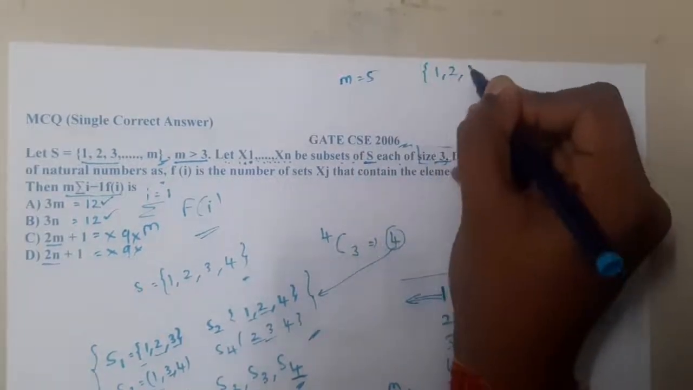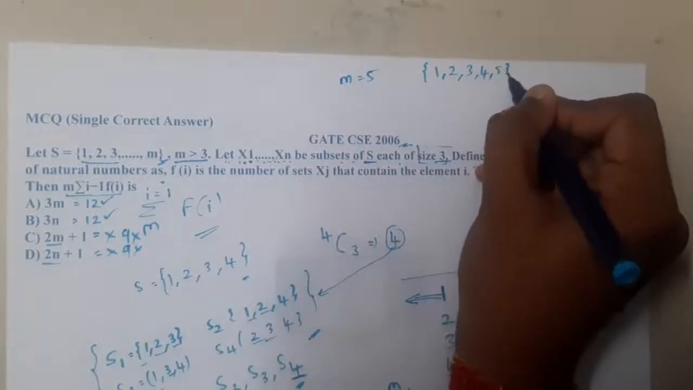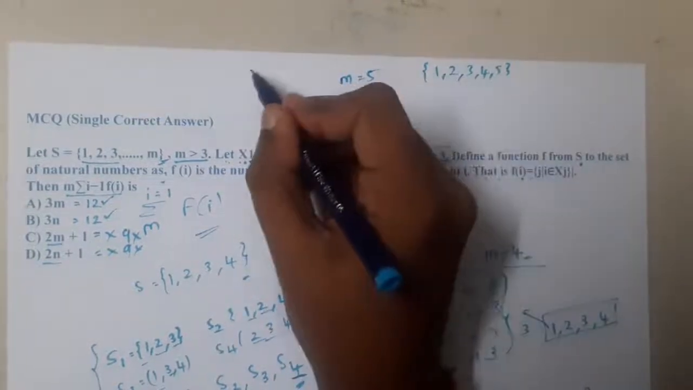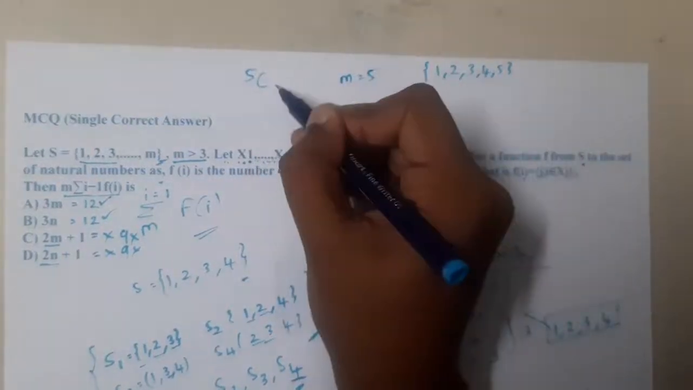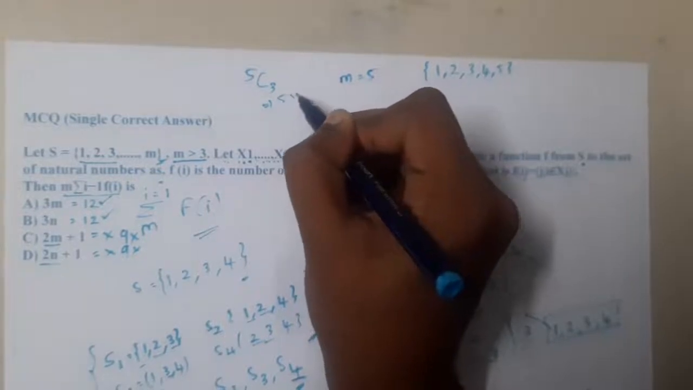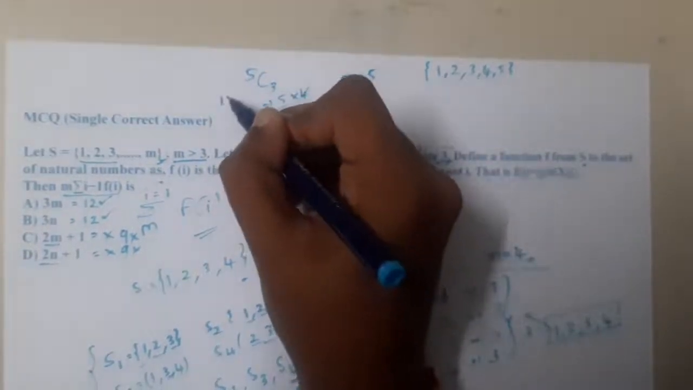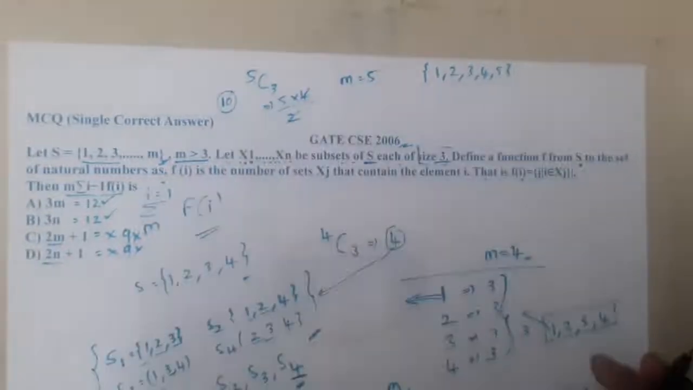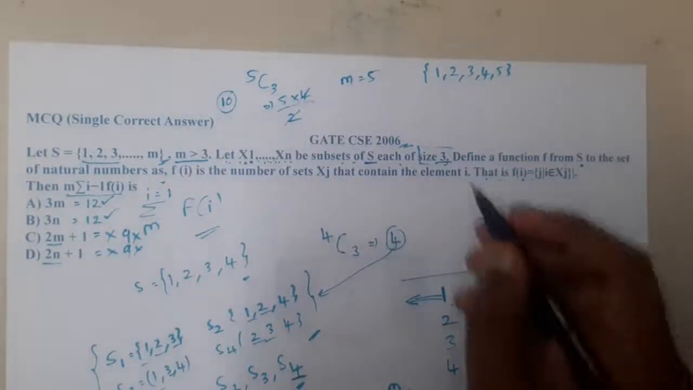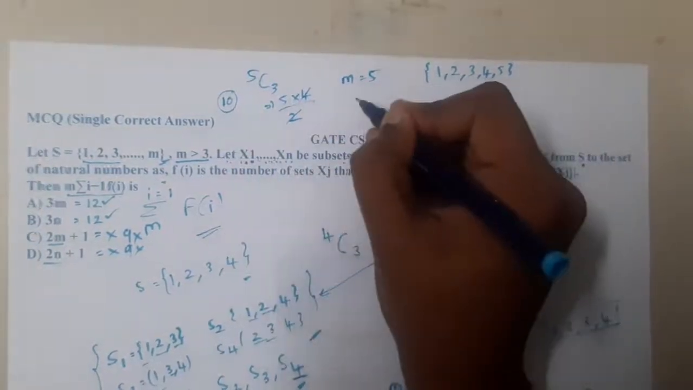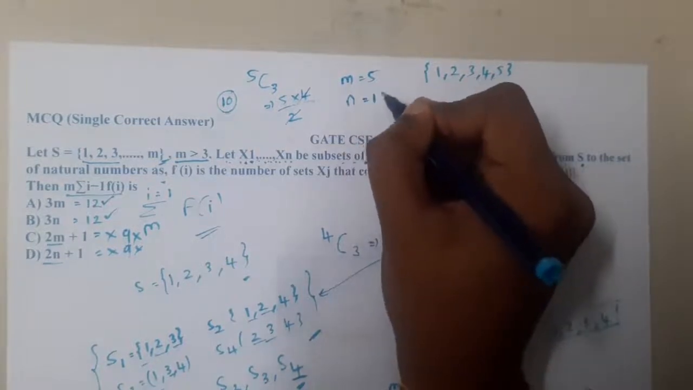So 1, 2, 3, 4 and 5. To be clear, we can calculate it directly. So it will be 5C3. So it is nothing but 5 into 4 by 2, right? So at the end we will get 10 different numbers, guys. That's really good. So the n value is 10.